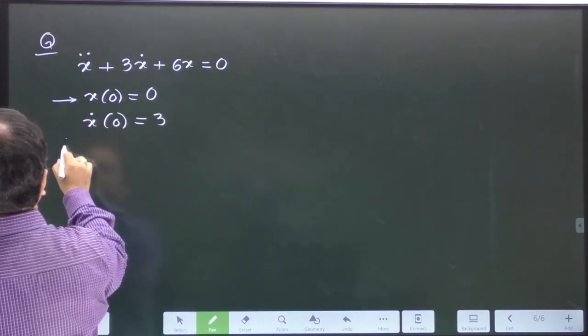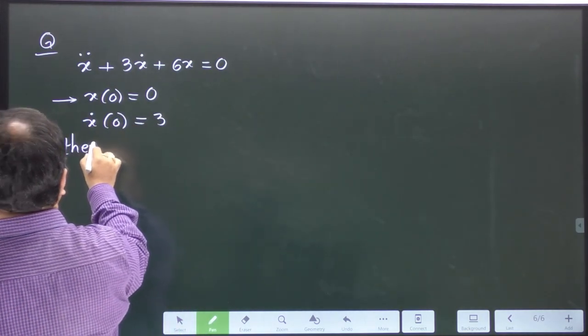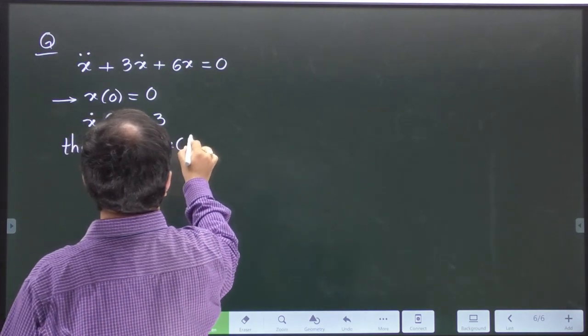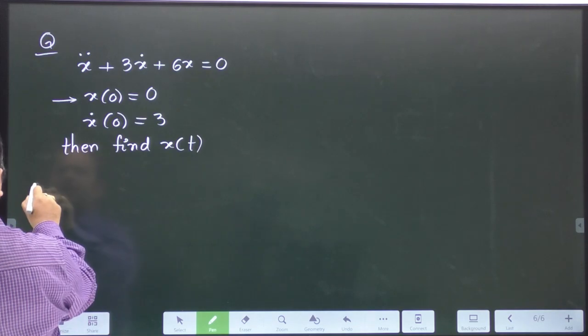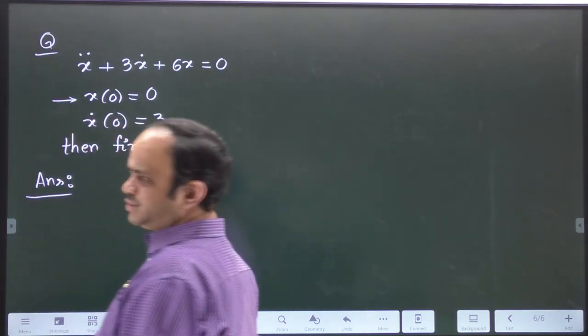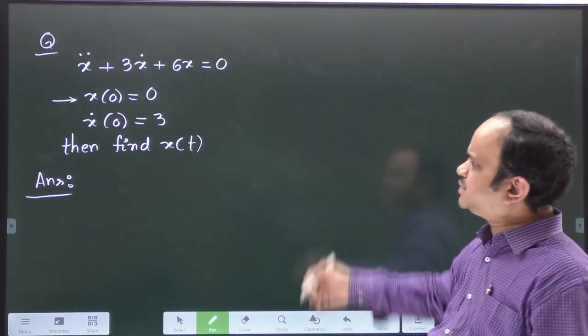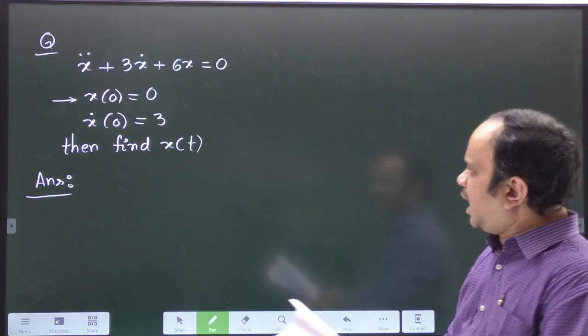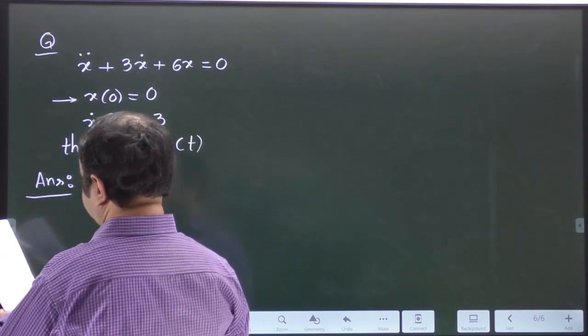Now the question is, find x of t. I want everyone watching these videos to practice this problem by applying the Laplace transform on both sides. I will give you the answer for your cross verification.